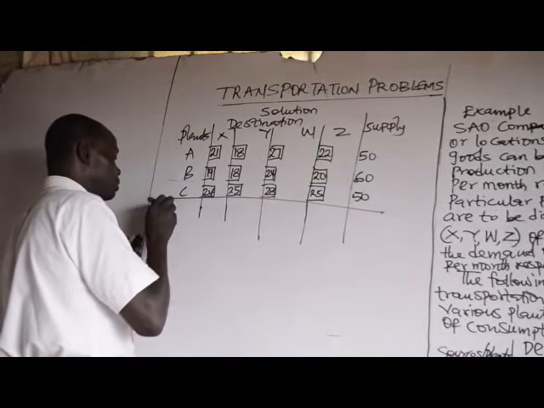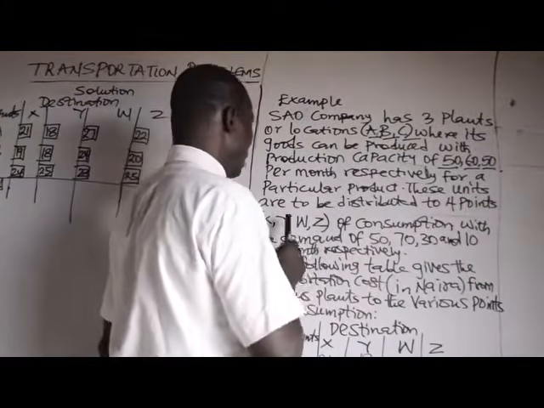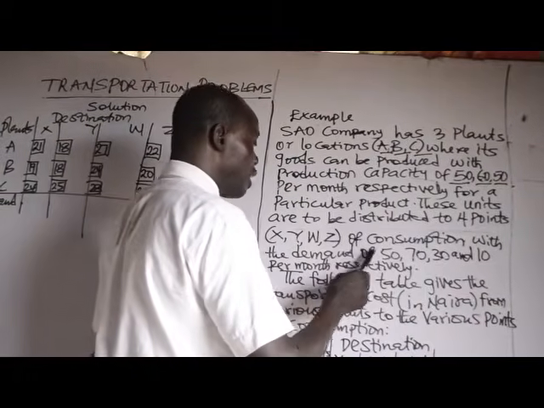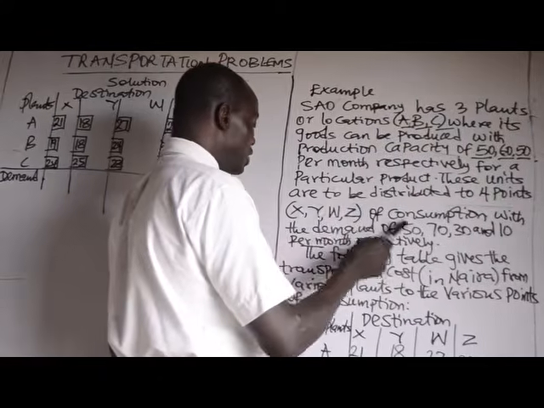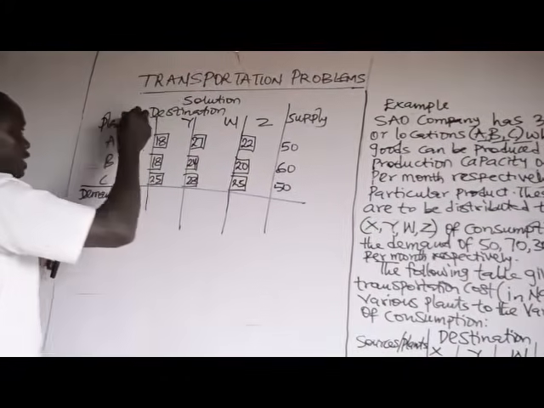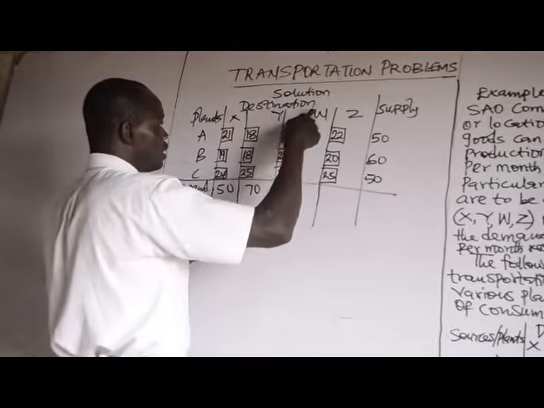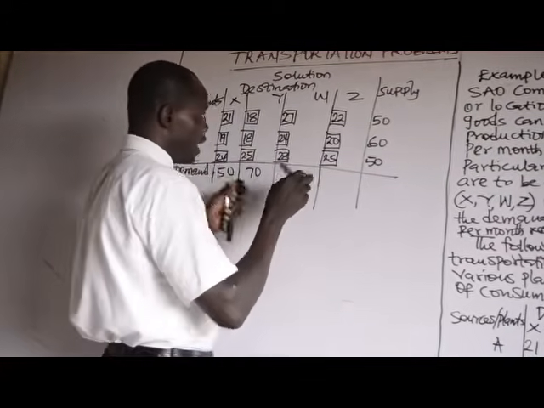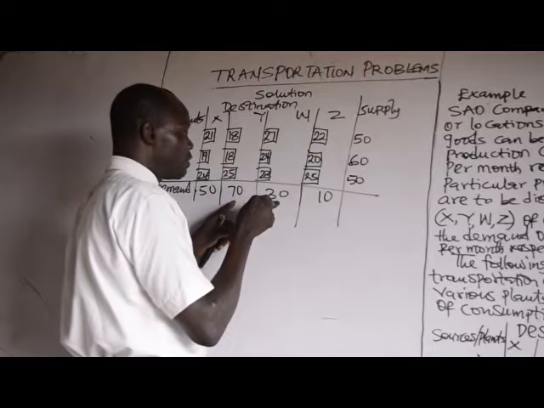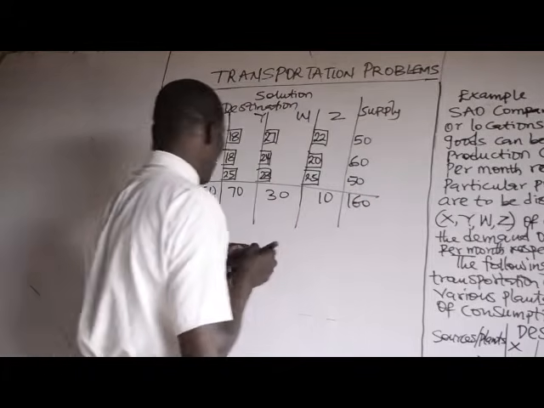Then, what is the demand? These units are to be distributed to 4 points X, Y, W, Z of consumption with the demand of 50, 70, 30, and 10. That means X 50, Y 70, W 30, and Z 10. Let's sum it up. 50 plus 70, 120, plus 30, 150, plus 10, that is 160. And this is also 160. So it is a balanced transportation problem.